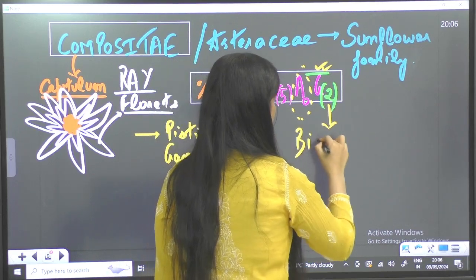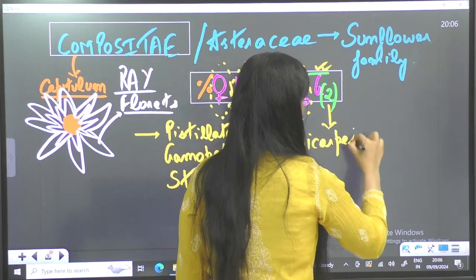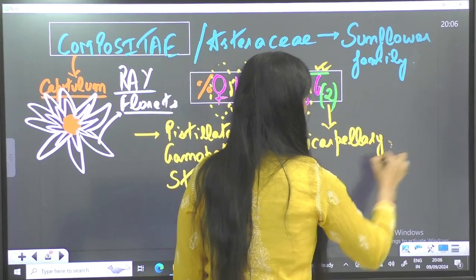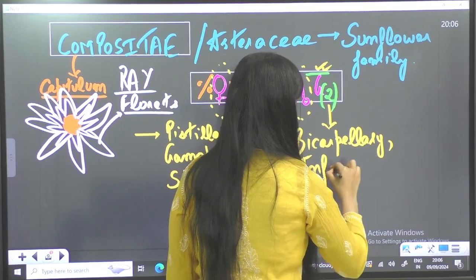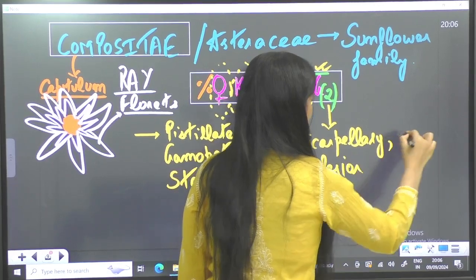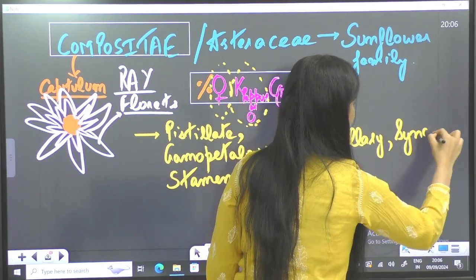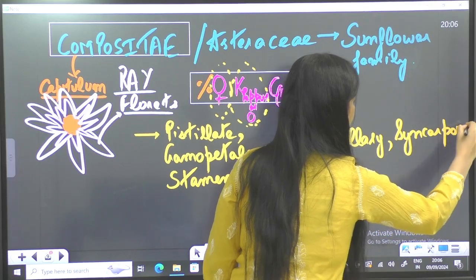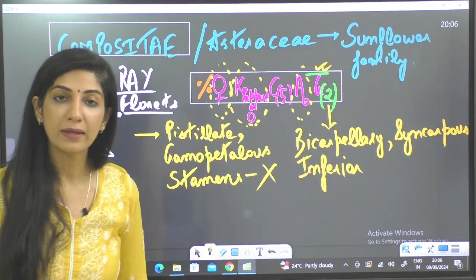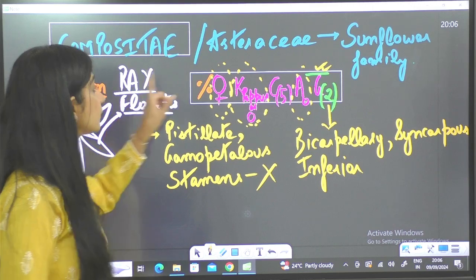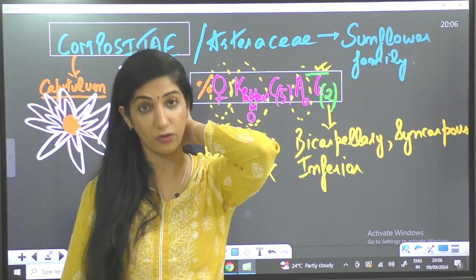And can't you make sense in your head that it is bicarpellary, and inferior, and syncarpous ovary? Easy? No problem at all. Life is easy. So this is the case about ray florets, not disc florets.